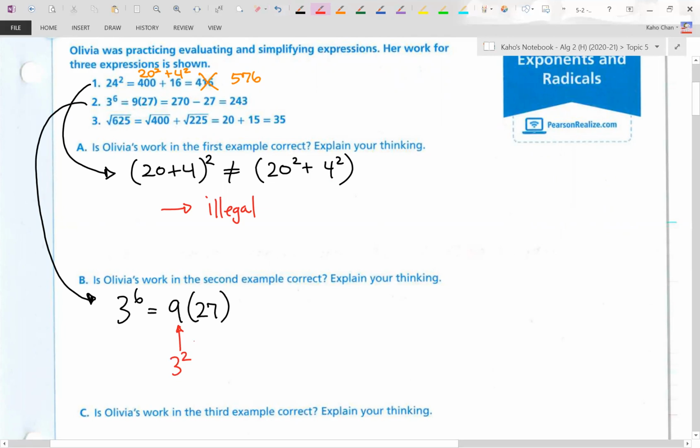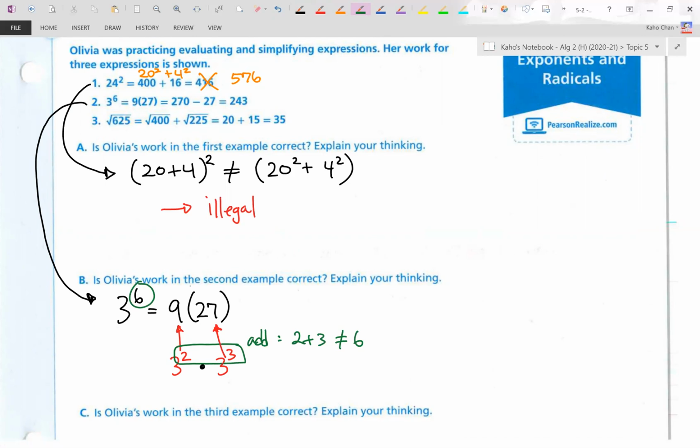If we were to use 3's as our bases, 27 is 3 to the 3rd. The rules from back in Algebra 1, we have 3 squared times 3 to the 3rd. The rule is to add the exponents. And if we add the exponents, 2 plus 3 doesn't equal 6, right? So that's where she made that mistake.